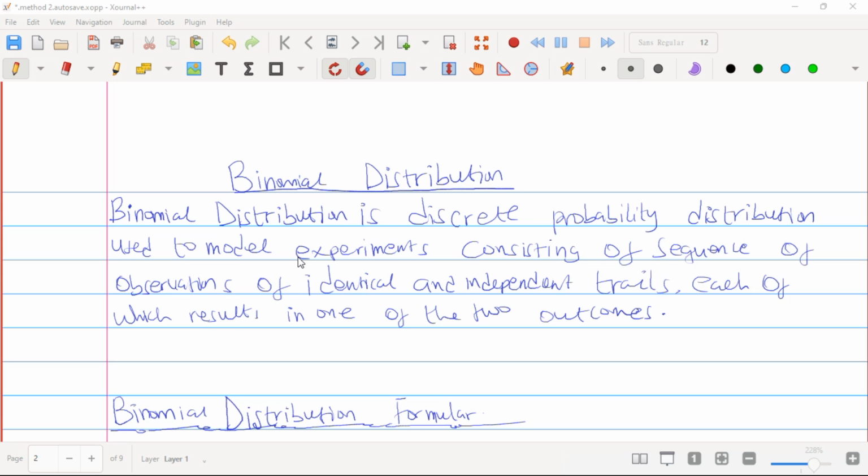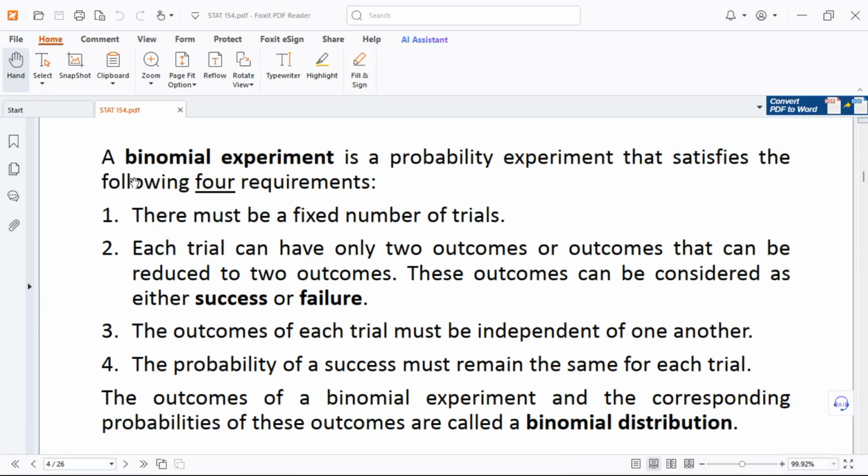But before we continue, I would like us to go through some properties, some requirements for a binomial experiment to become a binomial distribution. A binomial experiment is a probability experiment that satisfies the following four requirements. First, there must be a fixed number of trials. Before this experiment can be embarked on, we have to have our fixed number of trials, our fixed number of experiments that we want to get to.